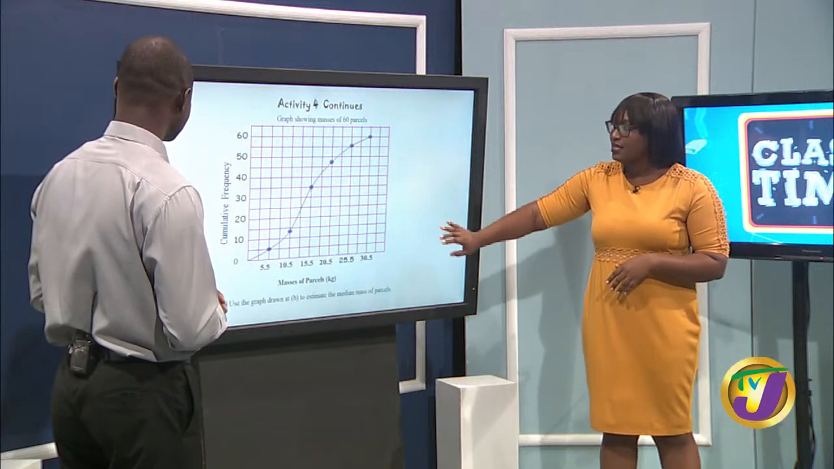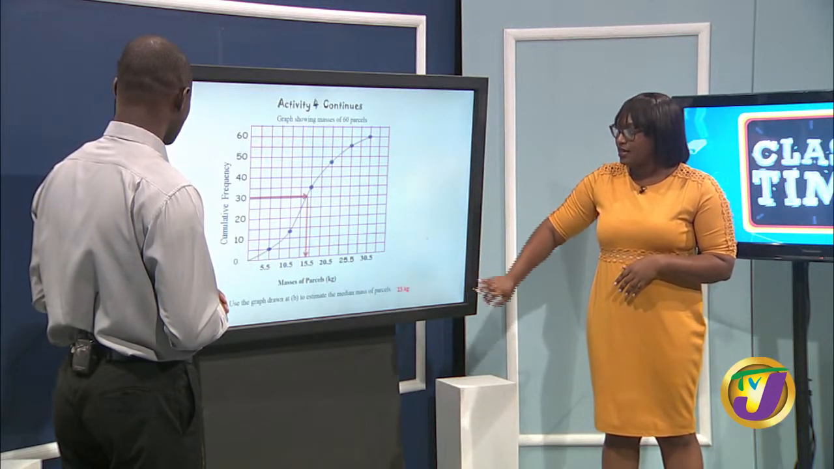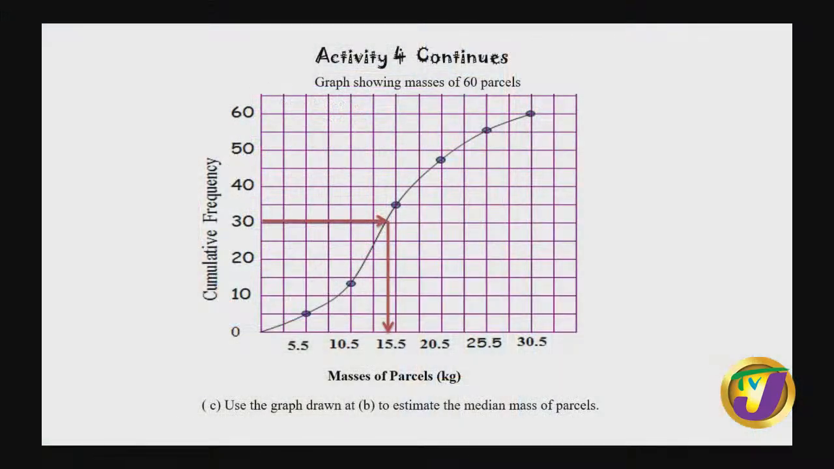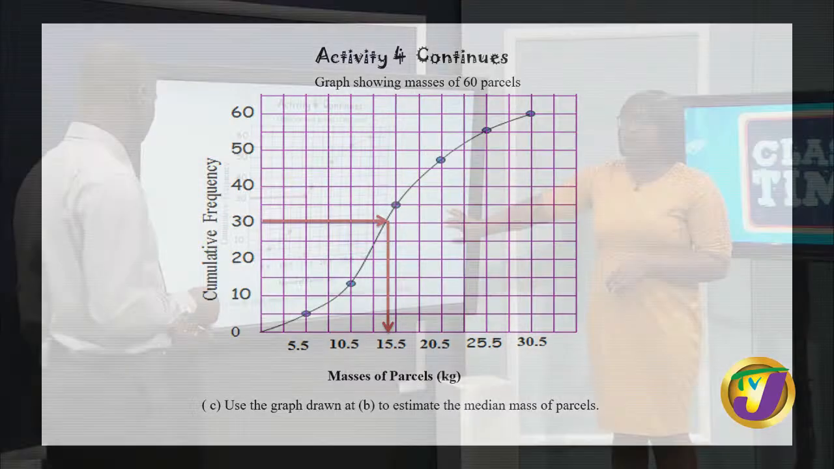All right, so let's see. It looks like 15 kilograms. So we identify where 30 is, which is halfway between 60. Draw a line from 30 to our curve and then down to our horizontal axis and read off the value there.